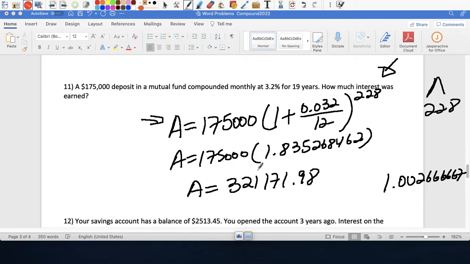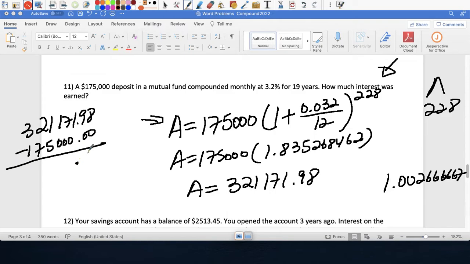How much did we earn? Well, it's going to be 321,171.98 minus what I put in initially. And how much money did we make? So that's 146,171.98. We made $146,171. We left that money for 19 years. Okay.